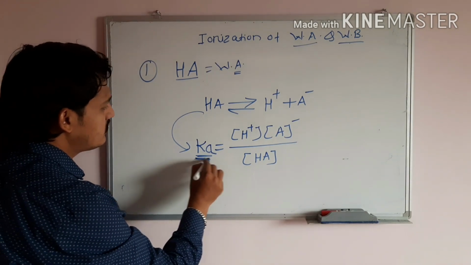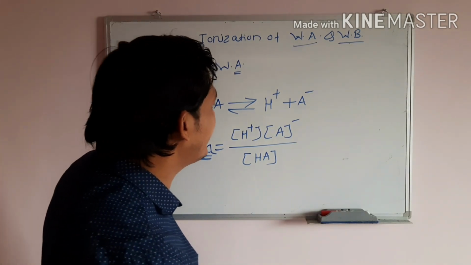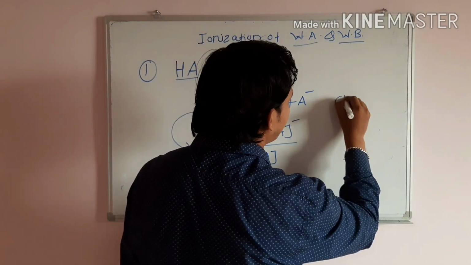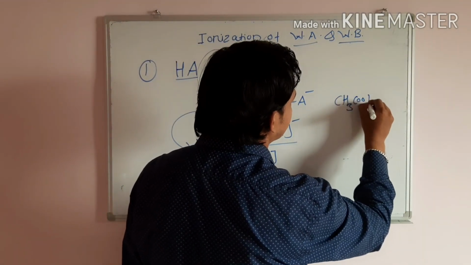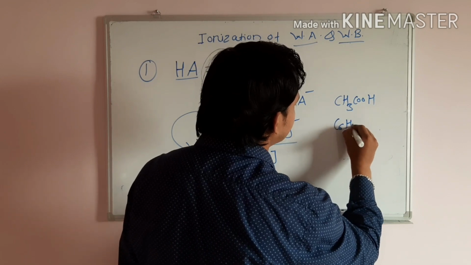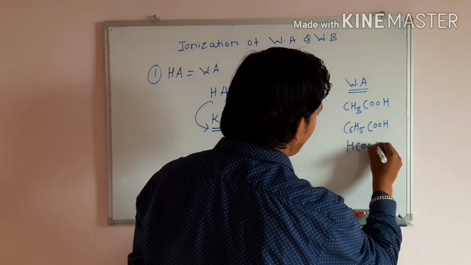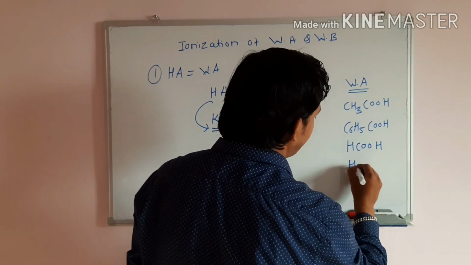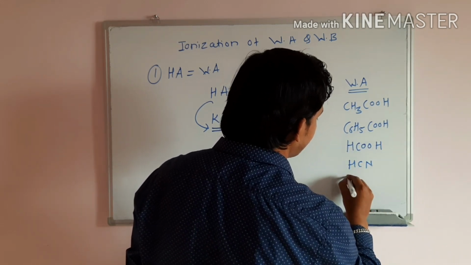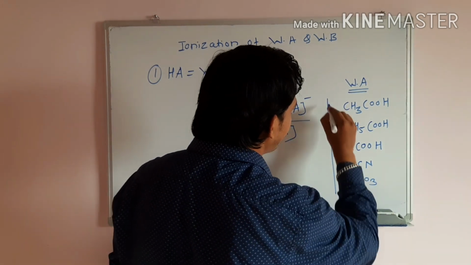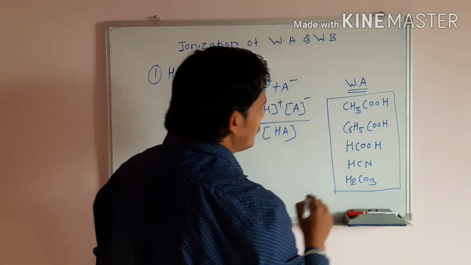So what is the need for calculating Ka? Now let us consider weak acid. There are many weak acids in organic chemistry. So CH3COOH, C6H5COOH, then HCOOH, then HCN, then H2CO3. These are a few examples of weak acid.